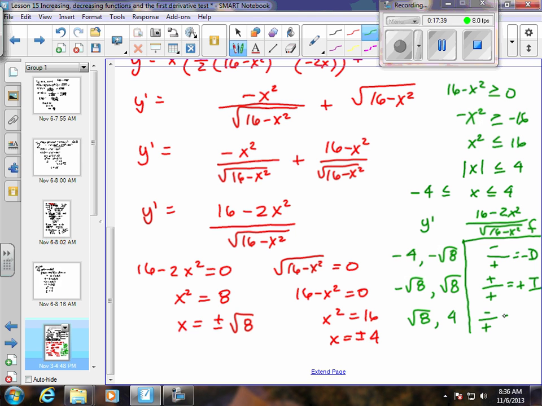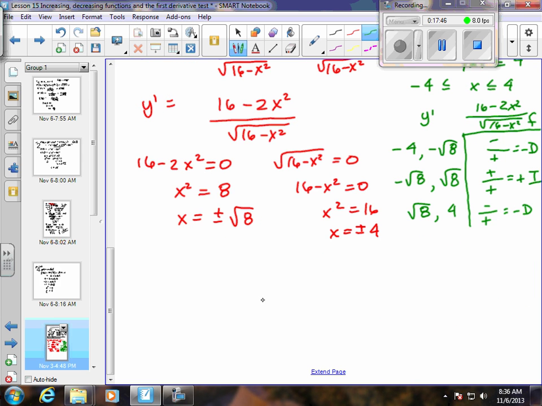So is the function increasing or decreasing? Decreasing. Then again, make sure you wrap it up. F increases on the interval negative square root of 8 to positive square root of 8. By the way, you can rationalize those if you want to. I mean, simplify them to 2 square root of 2. But it's actually easier, I think, to estimate if you leave it. Don't you think so? Okay.